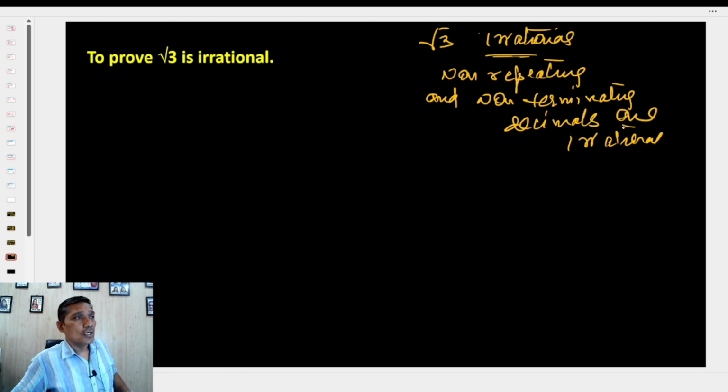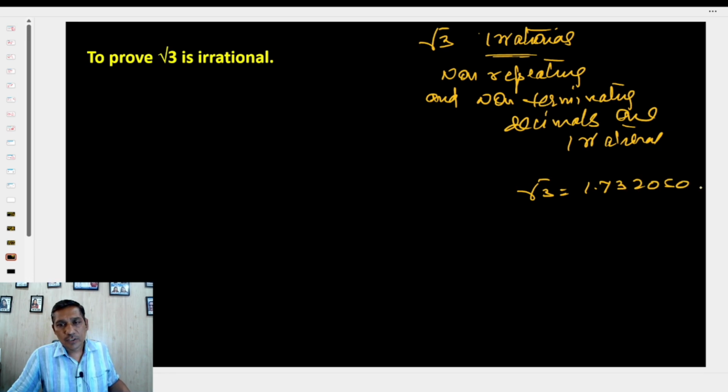So अगर मेरे पास 3 के स्क्वायर रूट की वैल्यू नॉन रिपीटिंग आती है, नॉन टर्मिनेटिंग आती है, इट इज जनरली if I tell you root 3 is equals to 1.732050, it goes on, it never ends. The numbers are not repeating and they are also non-terminating. This number is an irrational number. Root 3 is an irrational number. Non-repeating and non-terminating decimal numbers are irrational numbers.